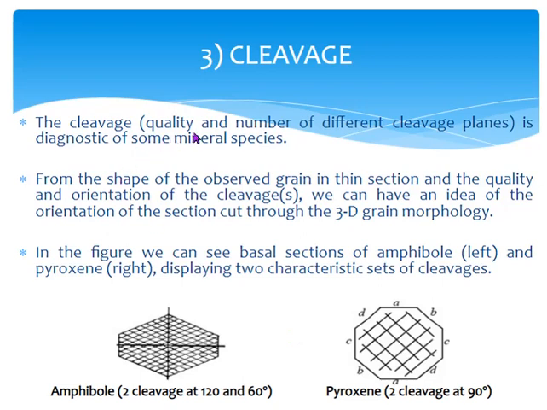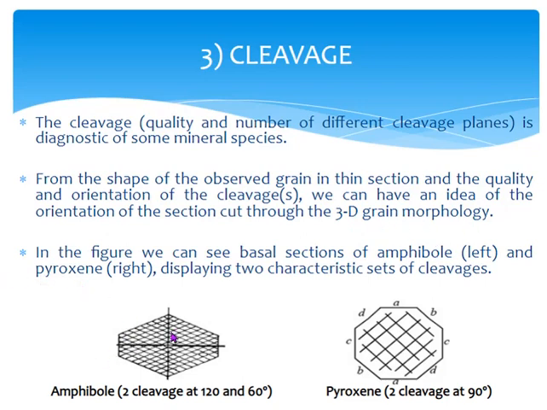Cleavage, that is, the quality and number of different cleavage planes, is diagnostic of some mineral species. We can identify the minerals by their cleavage individually because the cleavage of different minerals is different. From the shape of the observed grain in thin section and the quality and orientation of the cleavages, we can get an idea of the orientation of the section cut through the 3D grain morphology.